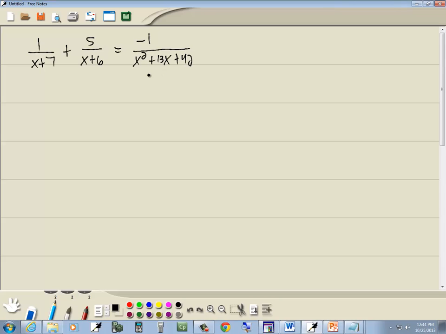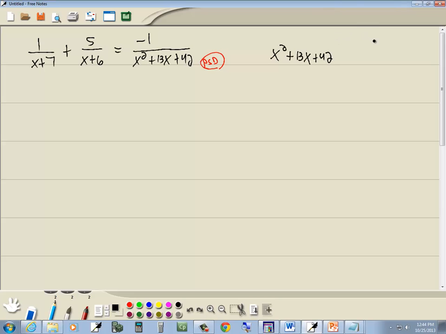Okay, now step 1 of solving rational equations is to factor all our denominators. Now the x plus 7 we can't do anything with, the x plus 6 we can't do anything with, but the x squared plus 13x plus 42, that's the PST method. So let's take a look at that. So I got x squared plus 13x plus 42.